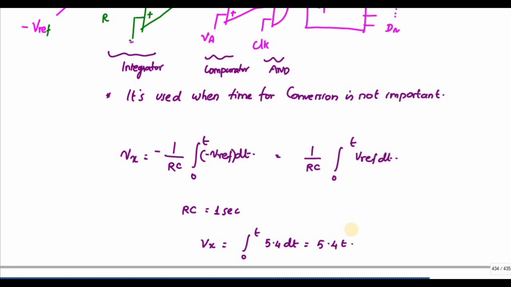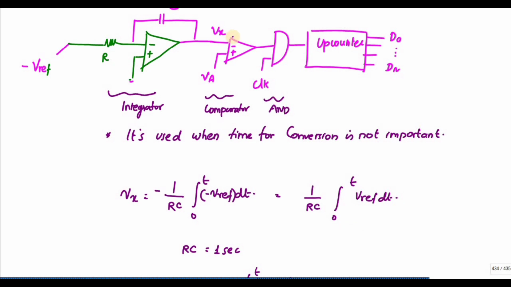Okay. So next, I am going to compare this Vx with Va. If this Vx value is less than Va, I will get output as 1, since this is the plus input and this is the minus input. If Vx is greater than Va, I will get the output as 0.